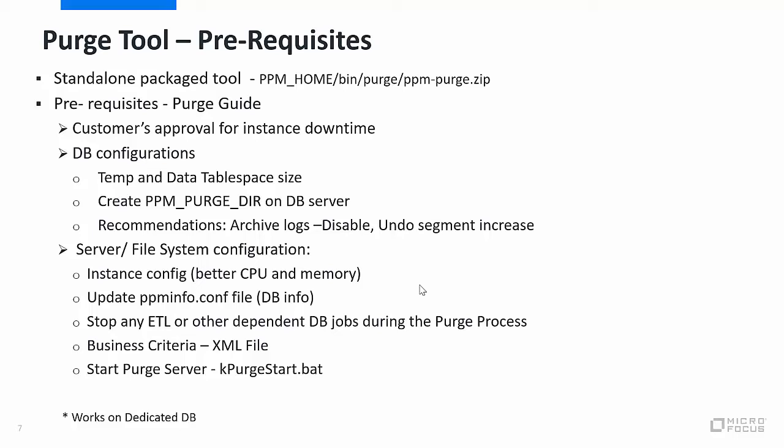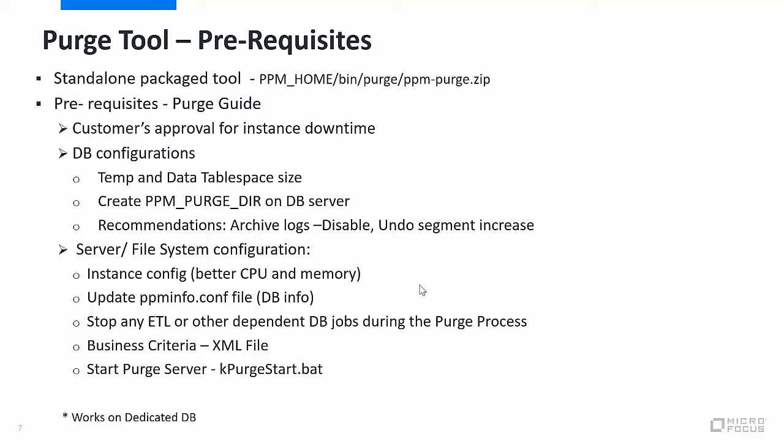From the file system configuration, you want to review the instance configuration to make sure it has great CPU and memory, because that also gets utilized during the purge process. You will need to update the ppm info.configuration conf file, which is under that purge folder, with the schema information, the schema name and password basically. And you should stop any dependent DB activities that might be scheduled on a daily basis when the purge is going to happen, so that there is no conflict. That can be an ETL or any database jobs, etc.